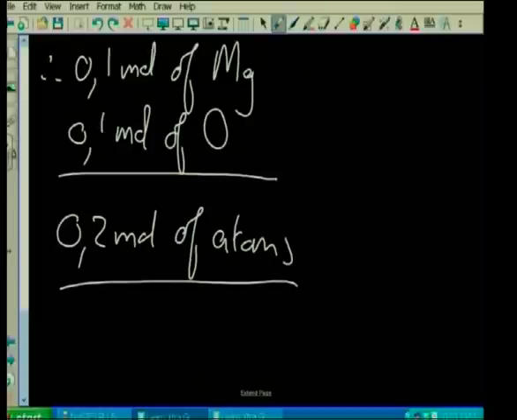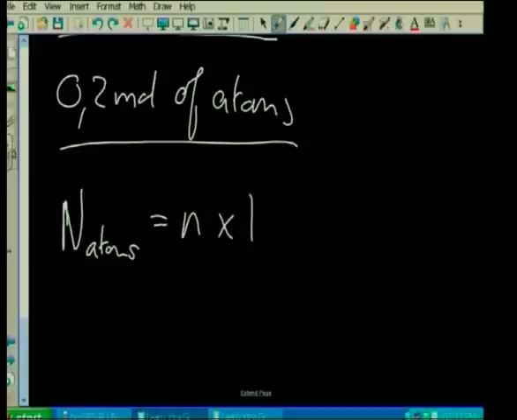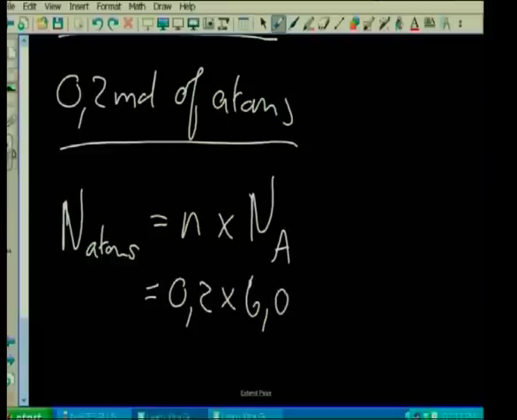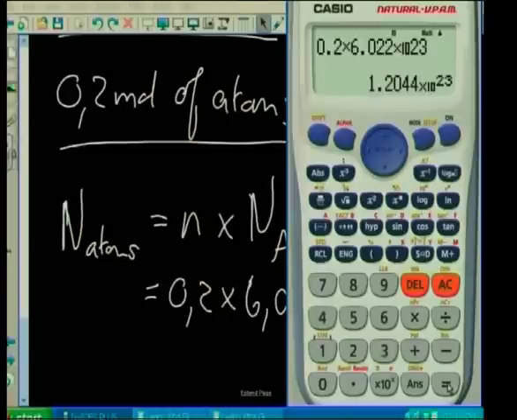And if I know that I've got 0,2 moles of atoms, then I can say the number of atoms is equal to the number of moles times Avogadro's number. And if you do this calculation, 0,2 times 6,022 times 10 to the 23, you'll get the same answer. Let's just check it. 0.2 times 6.022 exponent 23 equals 1,2044 times 10 to the 23.